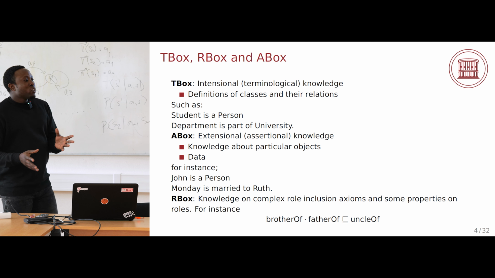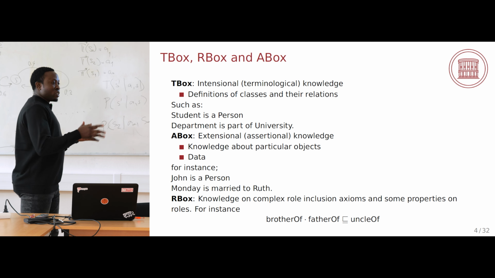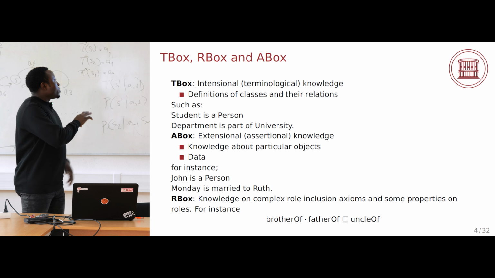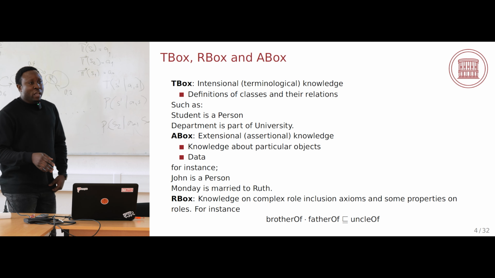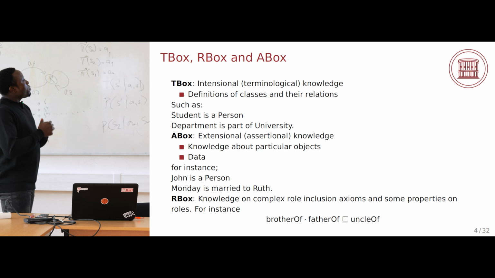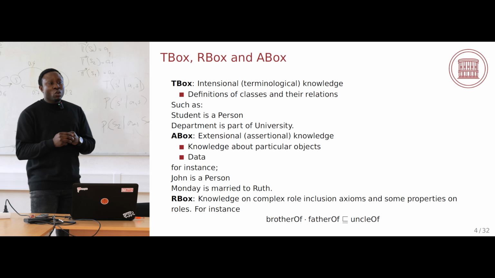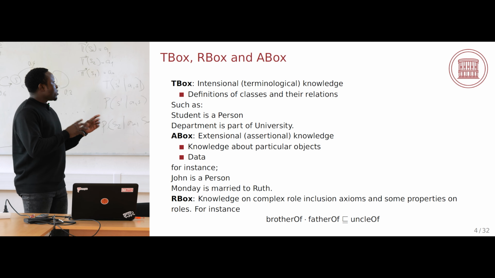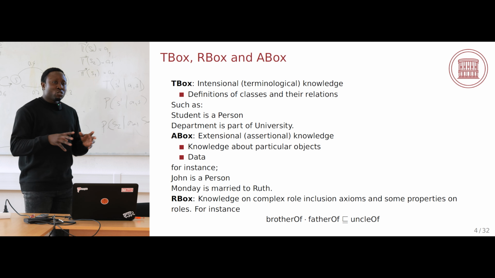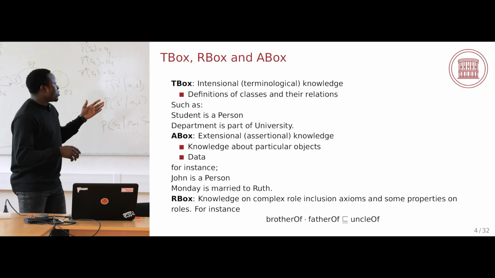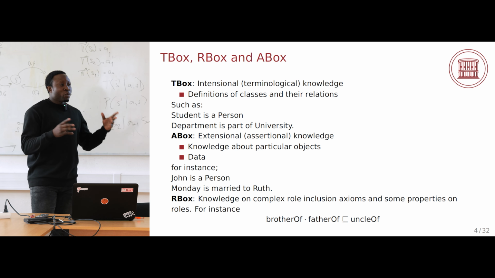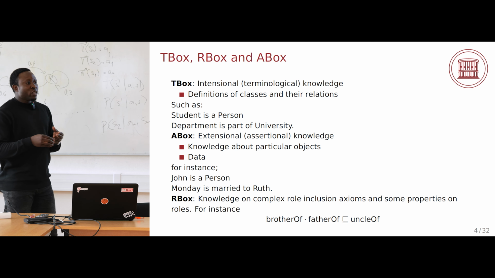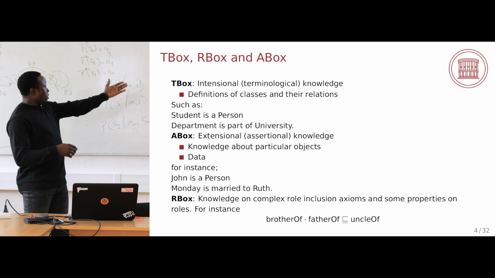Now, ontology, like I said, is more of conceptual modeling, and so it has the T box, the R box, and then the A box. The T box is more of the intentional knowledge, which defines the classes and some relations that exist within these classes. For instance, we can say student is a person. So this is an intentional knowledge.